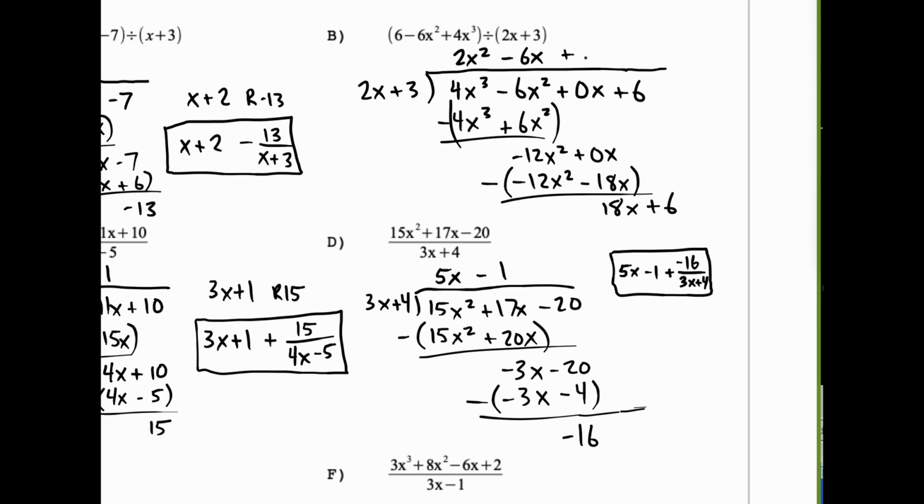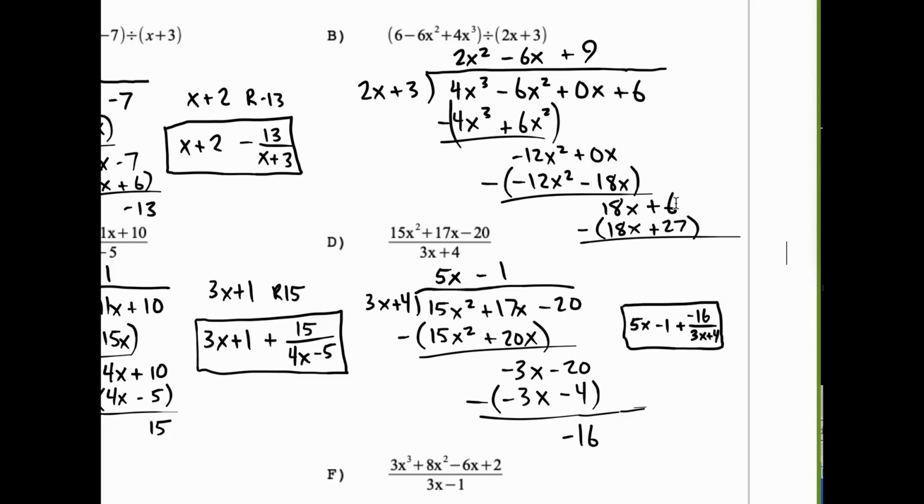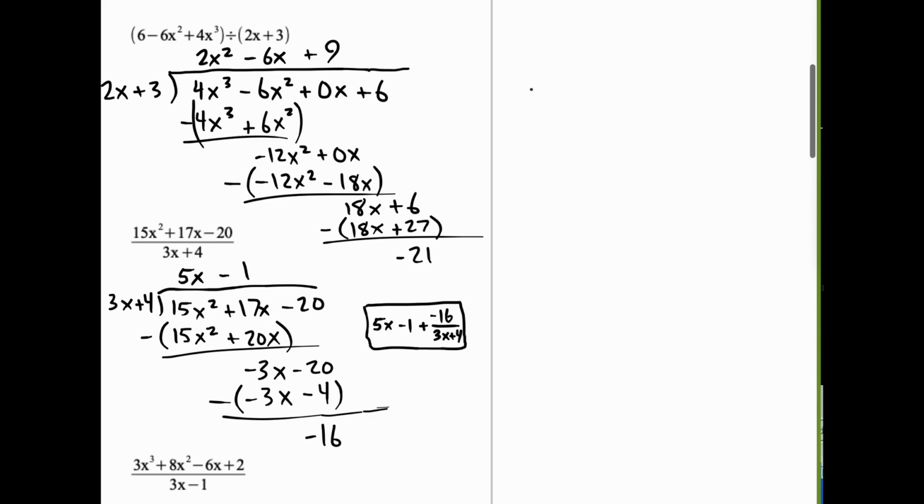So I want to add 9. So 9 times 2x makes 18x. 9 times 3 makes 27. 6 minus 27 will make a remainder of negative 21. Alright, so our final answer then could be 2x squared minus 6x plus 9 minus 21 over the original divisor, which is 2x plus 3.